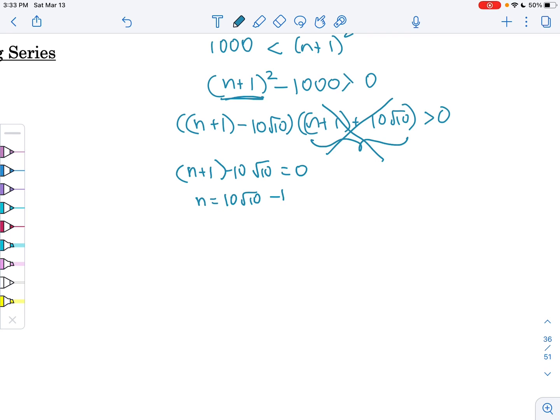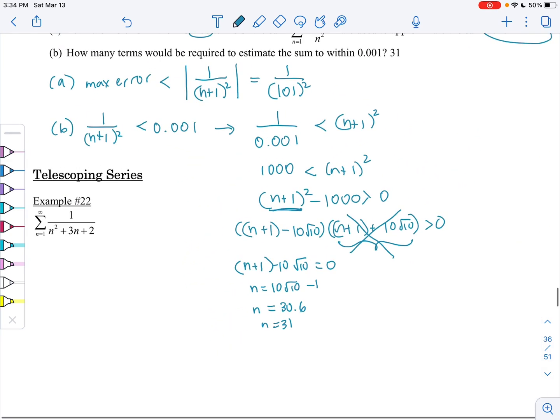So if I were to enter this into a calculator, 10 times the square root of 10, and then minus the 1, we get 30.6. So n must be larger than 30.6. So the next term that would occur at would be 31. It can't be 30 because it has to be greater than that. So my solution is 31 terms would be required for me to have an error bound of 0.001. I might have said one too many zeros. 0.001.